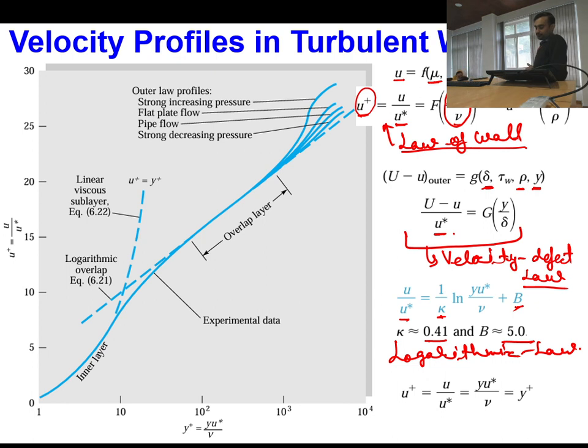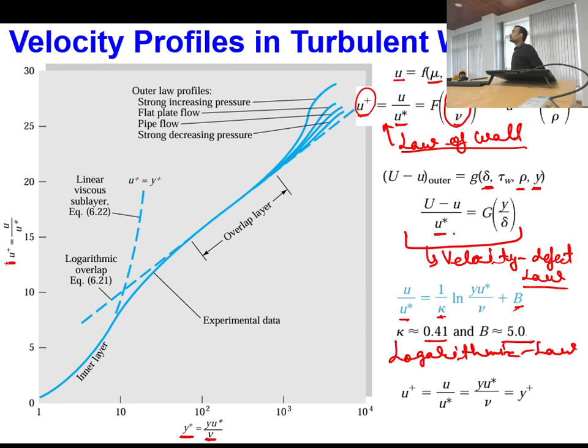Is this one clear? Are all clear with this idea? Okay, so let me plot these formulations and see what happens. On this side I have considered a logarithmic scale, going from 1 to 10 to the power 4. On this side I have a linear scale. So this is my semi-log plot. On this semi-log plot, I have plotted y plus, which is y times u star by nu, along the abscissa, and u plus along the ordinate.